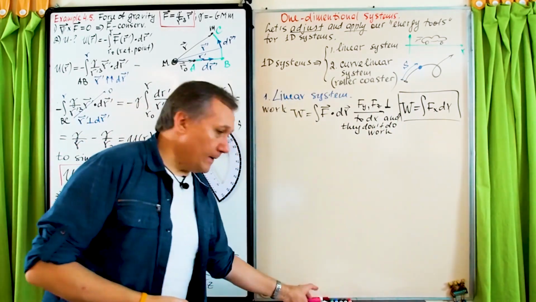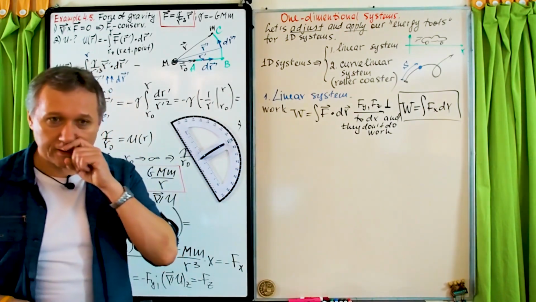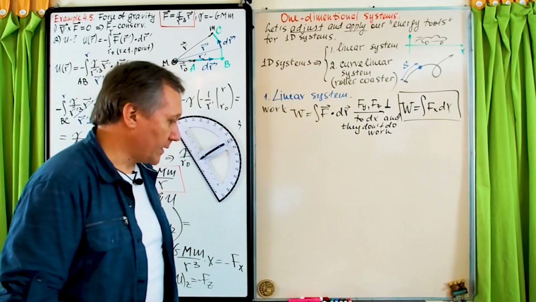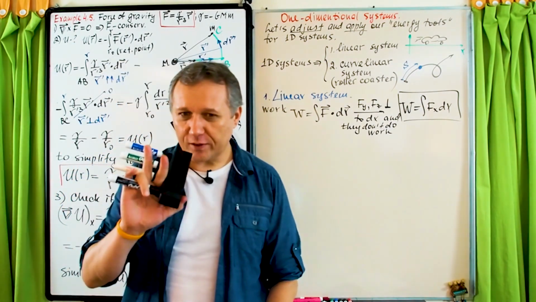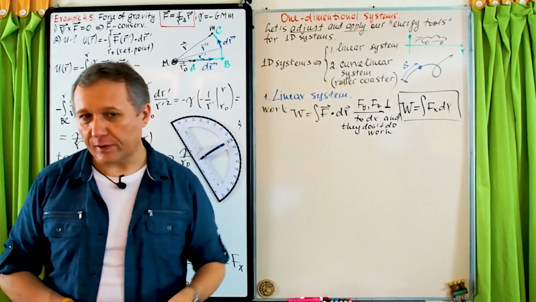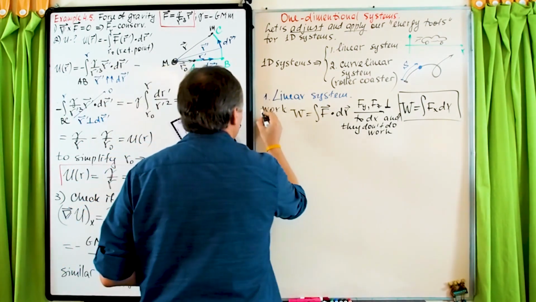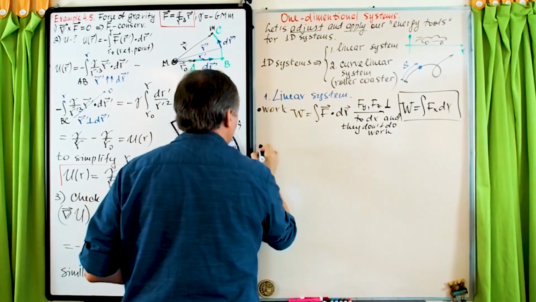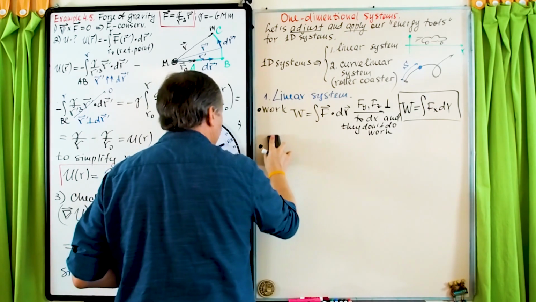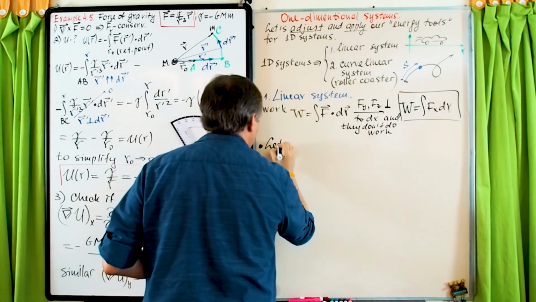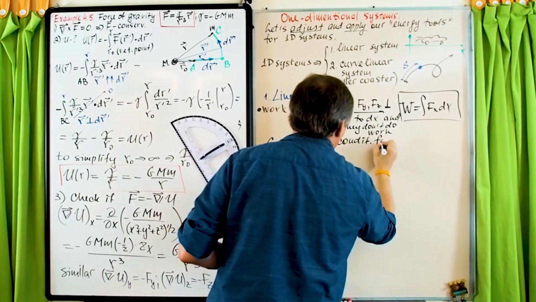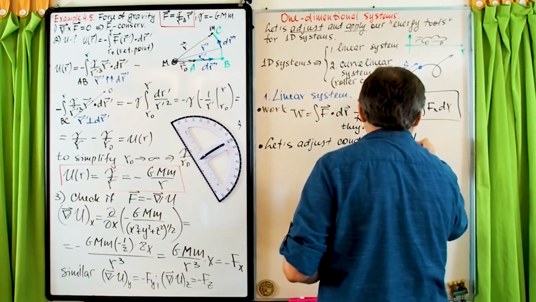And now the rest will be about conservative forces for a one-dimensional system. First, let's revisit those two conditions that a force must satisfy to be called conservative, because those conditions will again be simplified significantly. First we just slightly changed the work, and now the conditions. Let's adjust the conditions for F to be conservative.